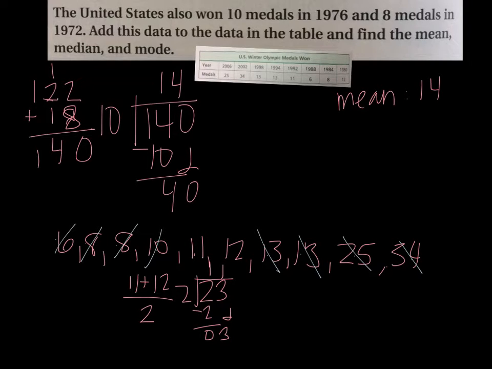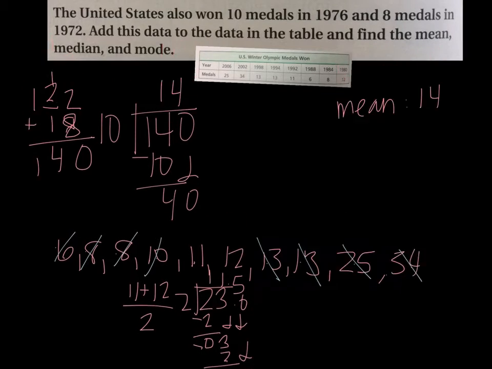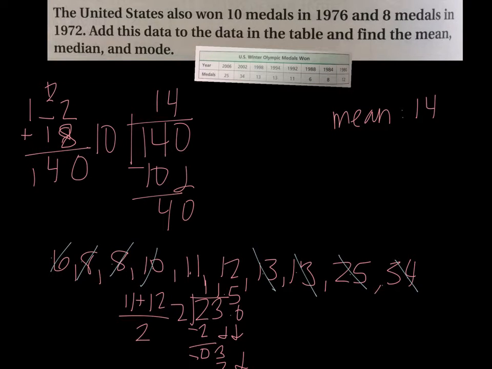2 goes into 3 once. I would minus 2. I'd be left with 1. Bring down my 0. 2 goes into 10 5 times. So my median is 11.5 or 11 and a half, which I don't know how we can find 11 and a half Olympic gold medals.